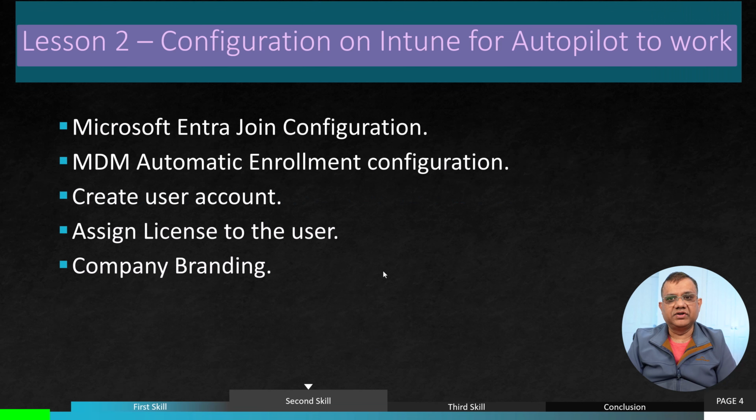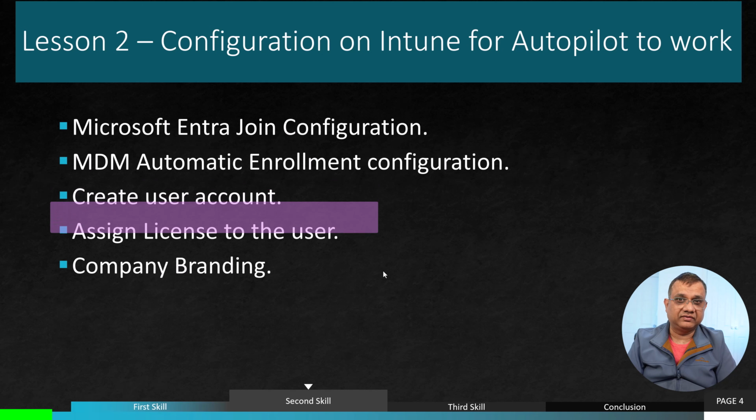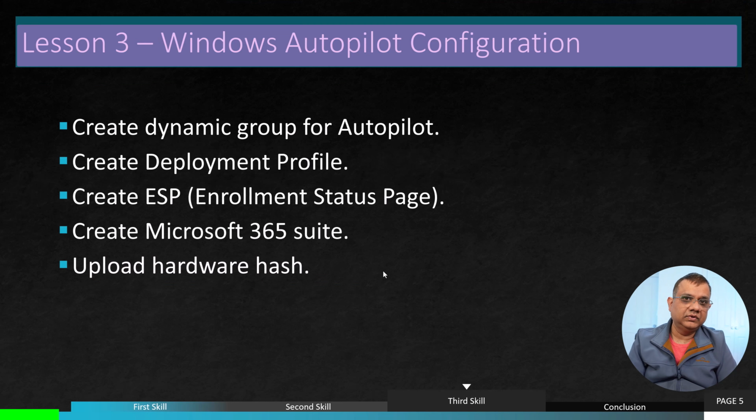The second lesson is about the configuration on Intune. It includes the Entra ID join configuration, the MDM enrollment settings, creation of a user account, assigning a license, and setting up the company branding. I'm going to provide more detail when we do the demo and the configuration. But just keep in mind that once lesson 2 is completed, you can start deploying your applications, configuration profiles, policies and MDM policies to the device. So your device right after lesson 2 is ready for your Intune configuration, but not fully ready for Autopilot. And finally, the third lesson would be the Windows Autopilot configuration.